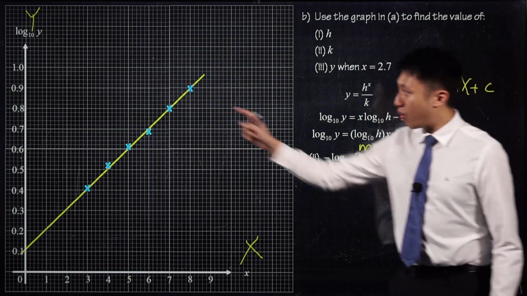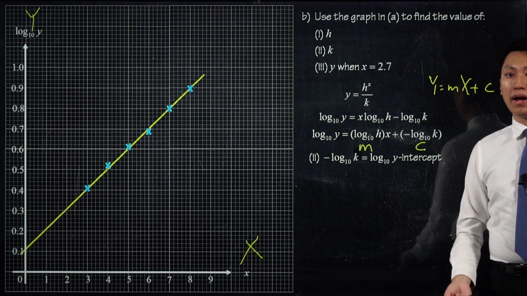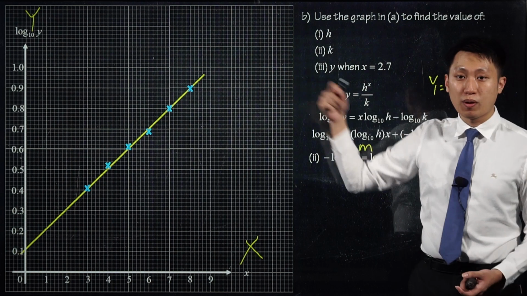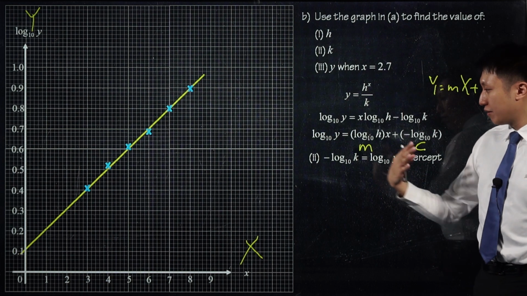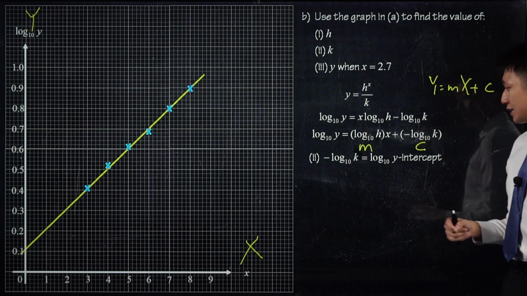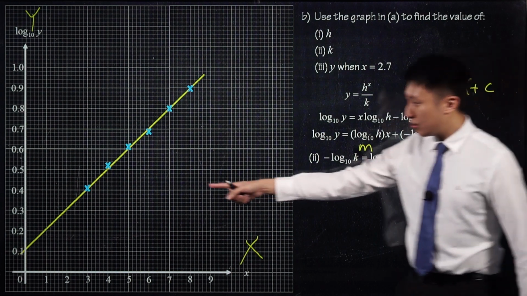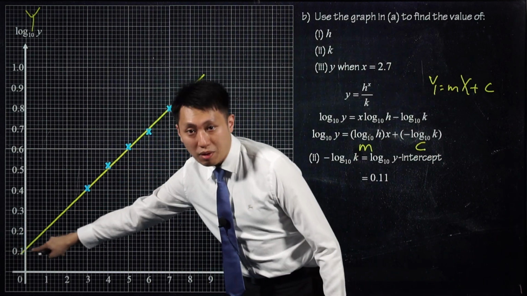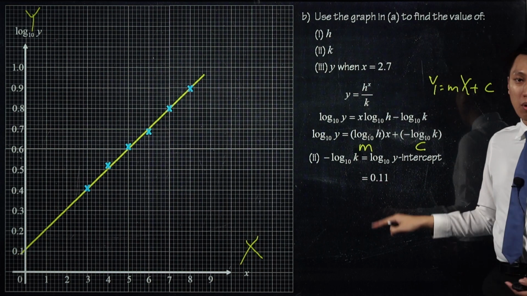which is also the y-intercept for this one. By y-intercept, you mean the capital Y-intercept, which is the log 10 y-intercept. Okay, so what are we going to do? We are going to find the value when x is equal to 0. So when x equals 0, we have to look at this one. What value is this? The value there, we estimate that is 0.11.